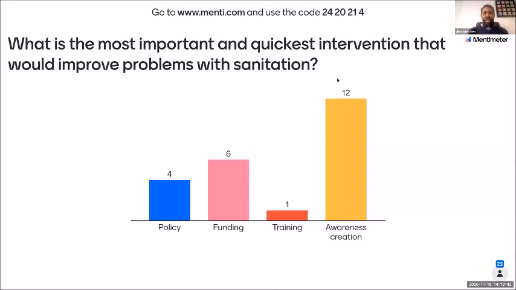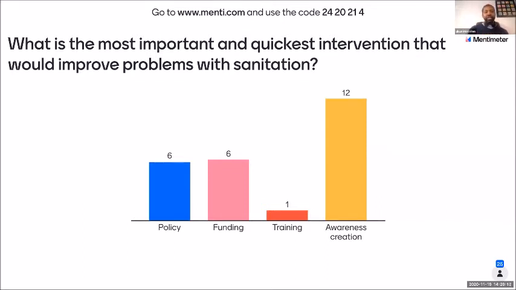In your view, what do you think is maybe the most important and that can create a quick intervention towards improving sanitation problems? So maybe we'll give you guys another 1 minute. Now we can wrap up this quick interaction engagement. Okay, so yes, somebody made a point that awareness creation could be similar activities as training, which I tend to agree. That's very, very interesting to know. So I think at this point maybe we can call it off.